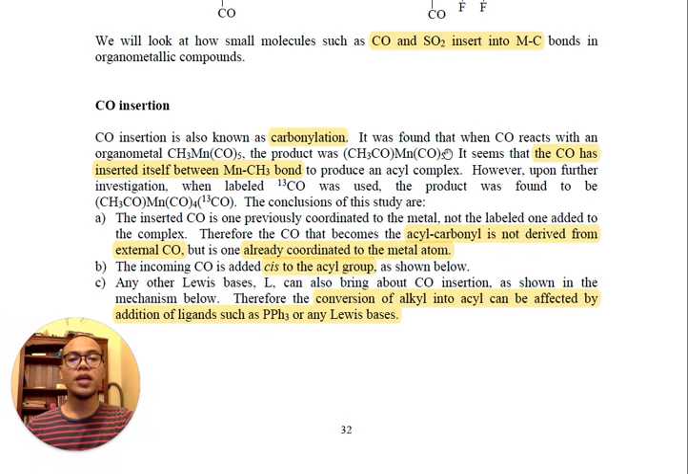Now, for example, when CO reacts with an organometal, we have CH3Mn(CO)5. So we have methyl, we have metal, and we have carbonyl here. And the product was CH3COMn(CO)5. When we react carbonyl with this complex, we get CH3COMn(CO)5. So what do we understand from this reaction? The first one we see is that the CO has inserted itself between Mn and CH3, meaning CO is now located between the metal and your methyl, producing an acyl complex.